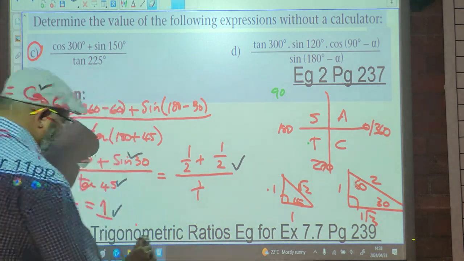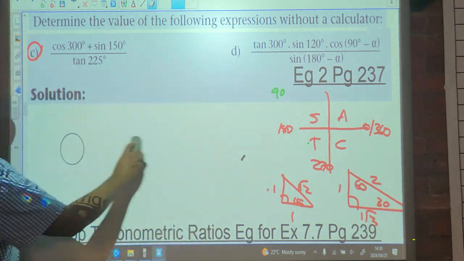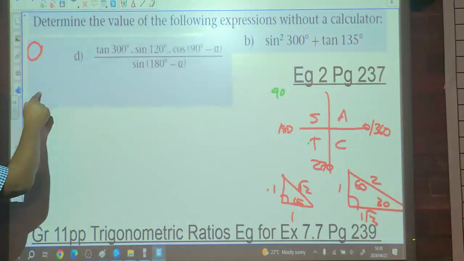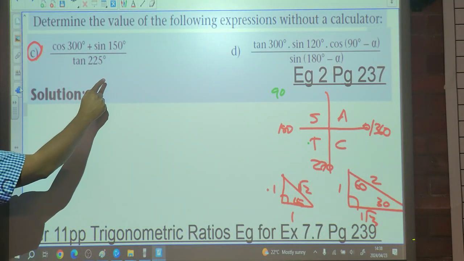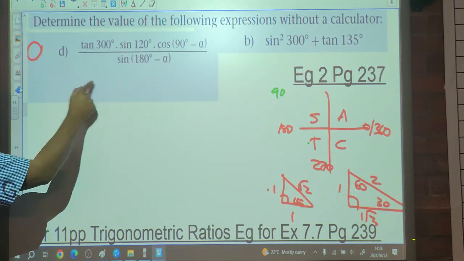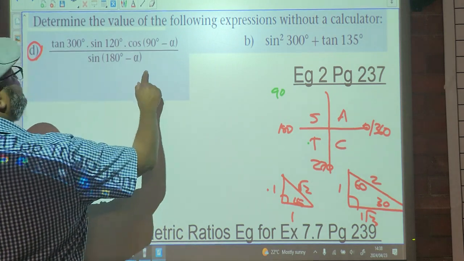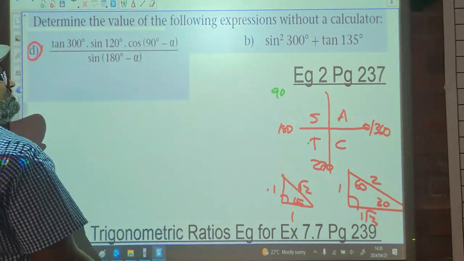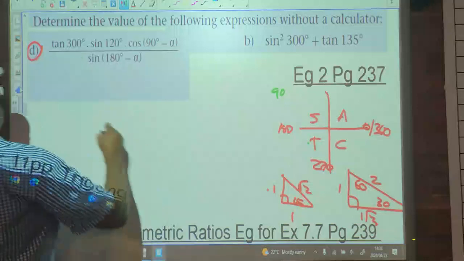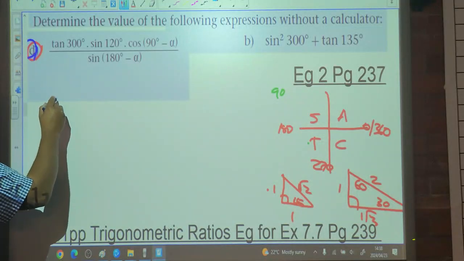Let's do the last one. It's now D. Again, the question is: determine the value of the following without the use of a calculator. I'm looking at D now.